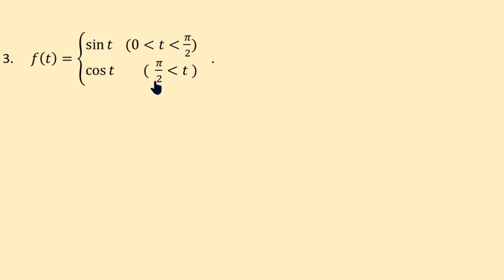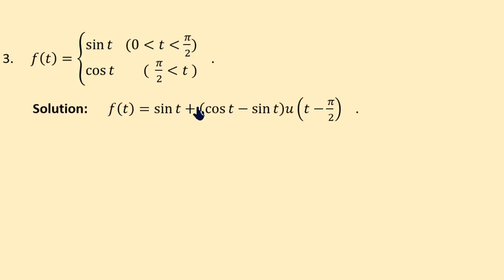One more example: f of t is sin t in the interval 0 to pi by 2 and cos t in the remaining interval. That means if t is greater than pi by 2, it is cos t till infinity. Therefore f of t is sin t plus (second function minus first function) cos t minus sin t into u of t minus a, where a is pi by 2, u of t minus pi by 2.